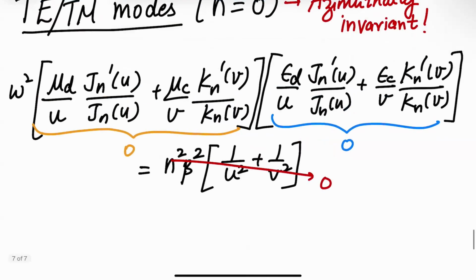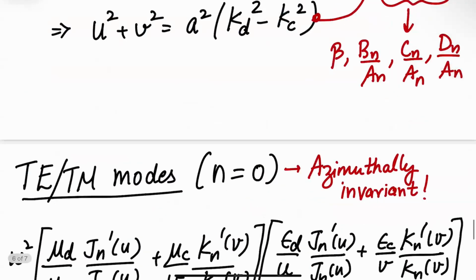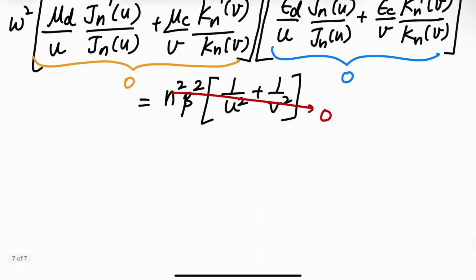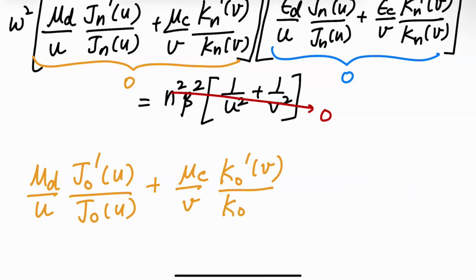Okay, but if I set this thing to 0, what does that mean? So if I go back and look at, let's actually rewrite that. Right, so n equal to 0 in this case, which means I have mu d over u, J0 prime of u over J0 of u plus mu c over v, A0 prime v over A0 v is equal to 0.